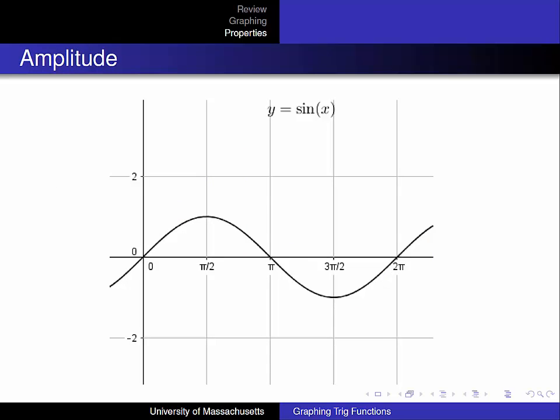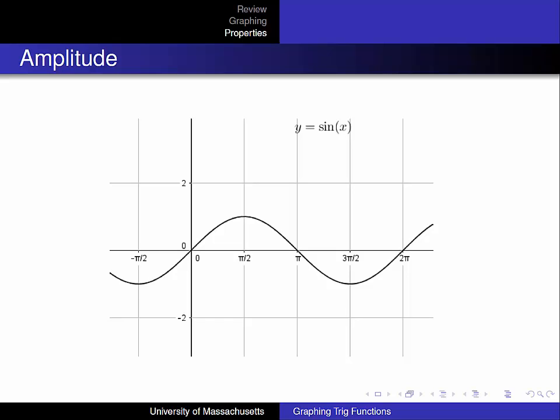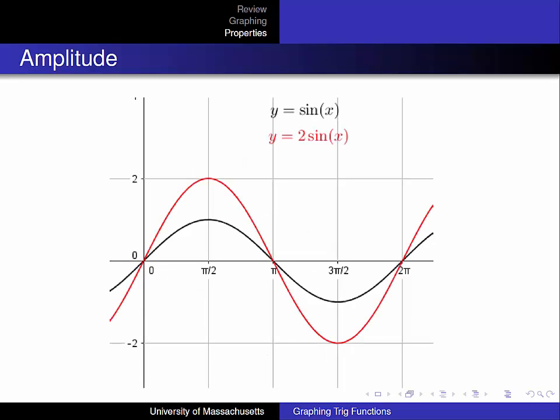Now, another property of our graph is the amplitude. If we multiply our function by a negative number, such as -1, it's going to flip the graph. So instead of going from 0 up to 1, it's going from 0 to -1, since we just multiply each value of sine by -1. Another thing we can do is multiply our function by some positive constant.